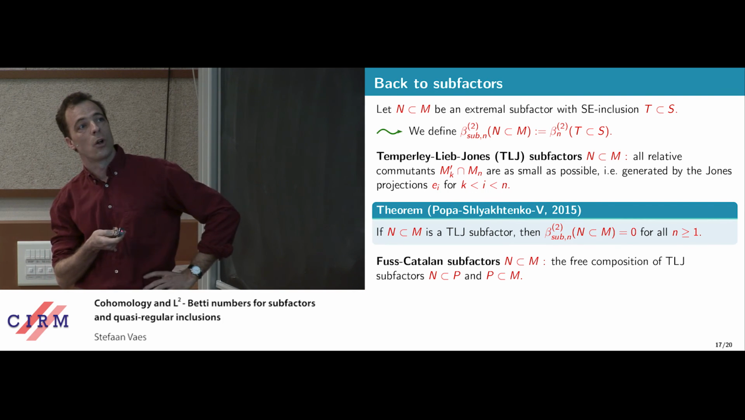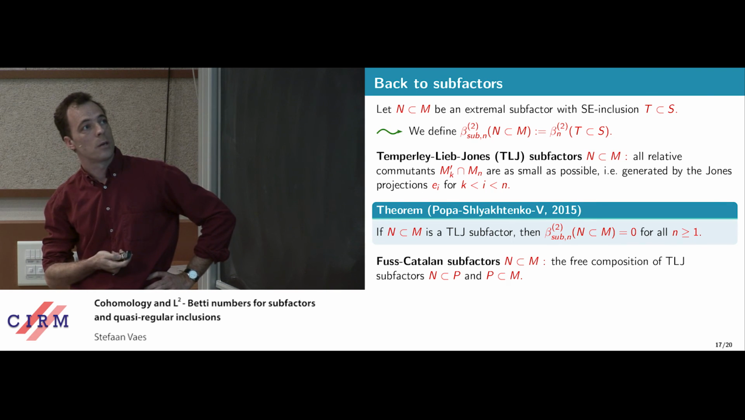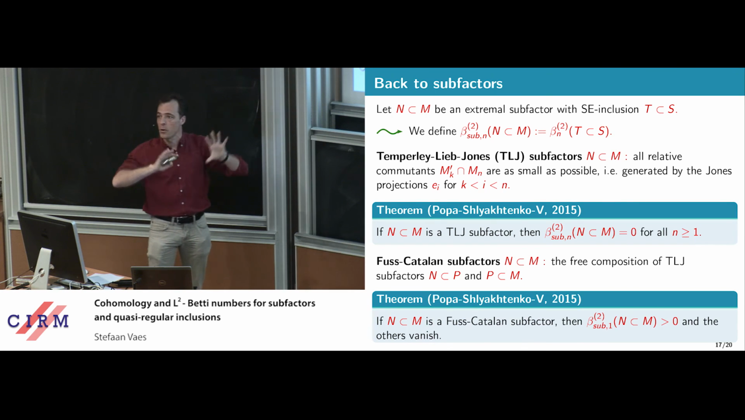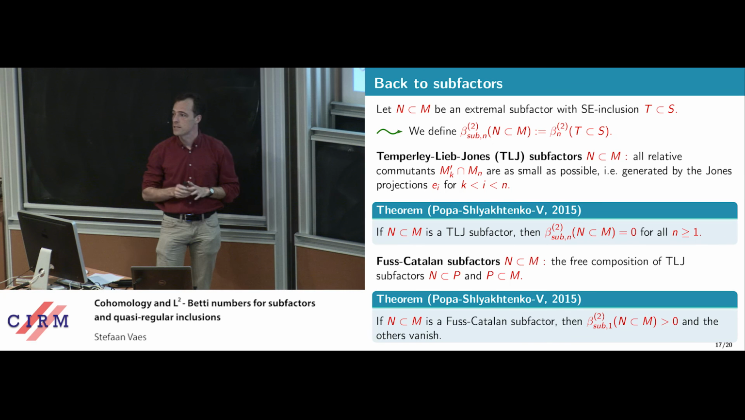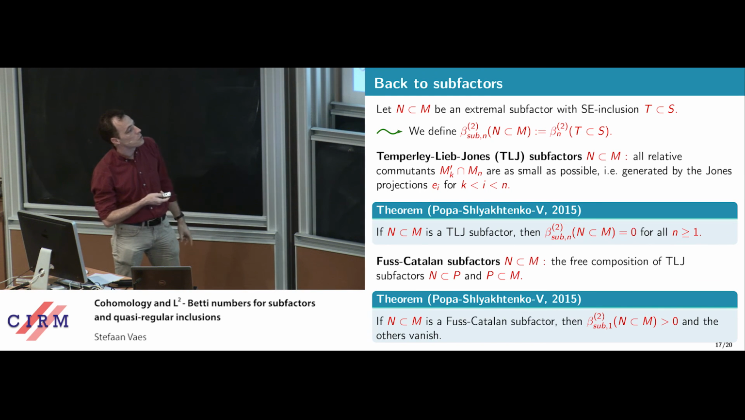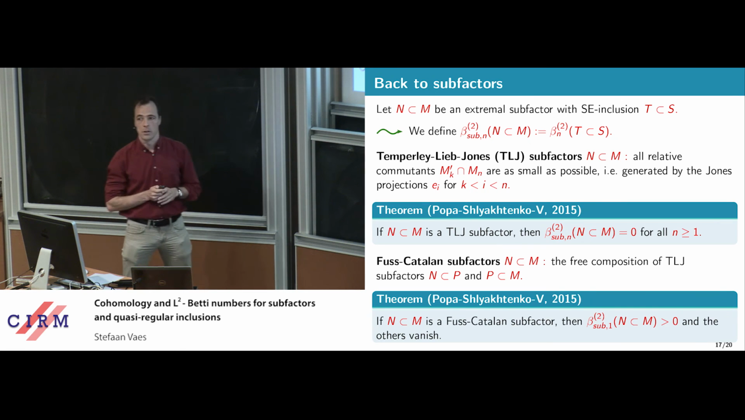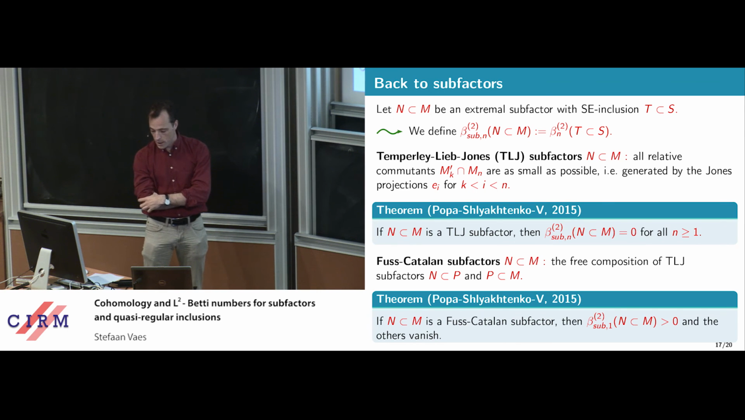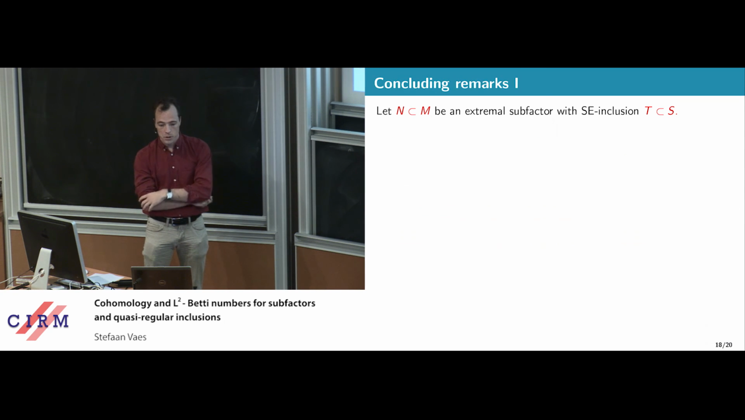And in the terminology of Bisch-Jones, this is the free composition of two subfactors. And therefore, I mean, the freeness there and the freeness in our previous things, they fit nicely together. And for Fuss-Catalan subfactors, you get the first Betti number positive and the other Betti numbers 0. Okay, in the remaining 5 minutes, I will try to make a few concluding remarks.